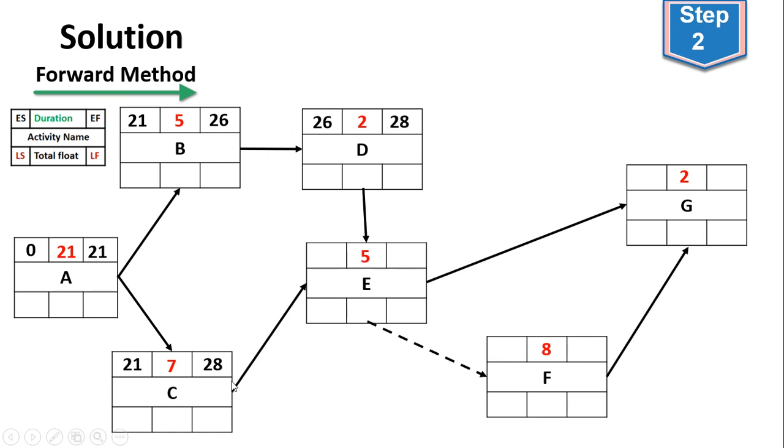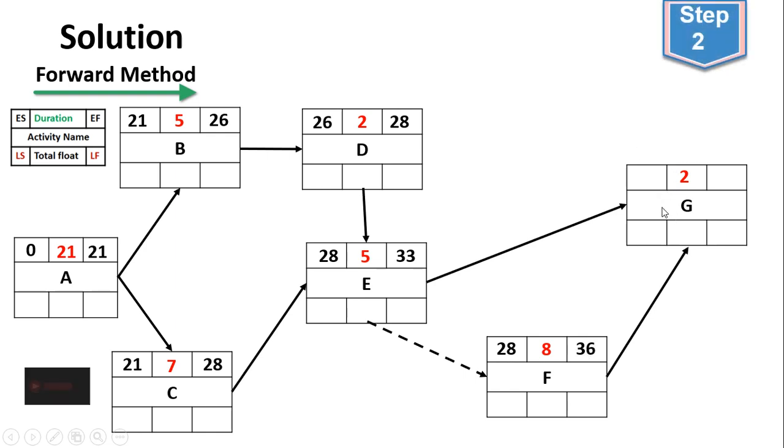For activity E, the early start time is the maximum finish time between these two, but the maximum finish time is equal, so it's 28 plus 5, and we get 33. Then for activity F, remember, it is not connected directly from activity E, but starts immediately after completion of activities C and D. If so, then its early start time is the maximum early finish time between C and D. The maximum one is 28, and now we have 28 plus 8, which gives us 36.